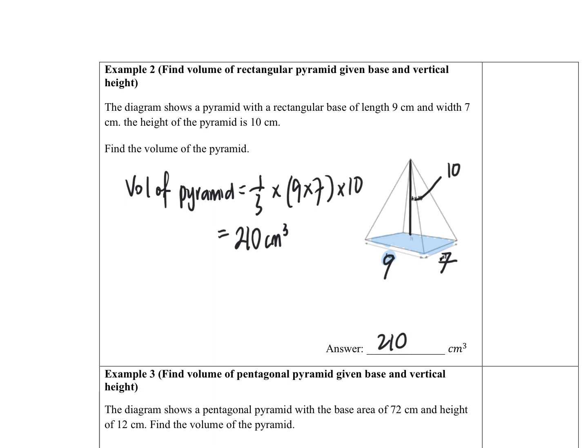8, 10, 12, 14, 16, 18, 20, 22, 24, 26, 28, 29. 2 missing. Tori and Sonashri. Okay, next one.